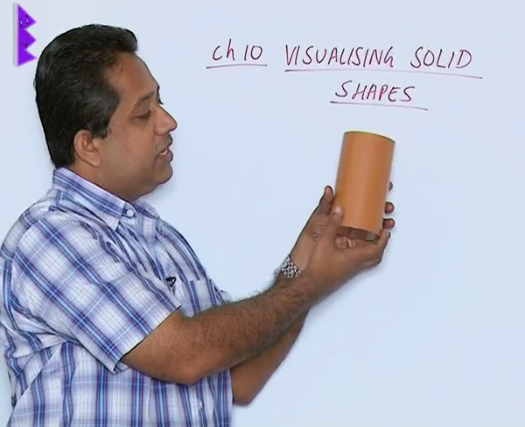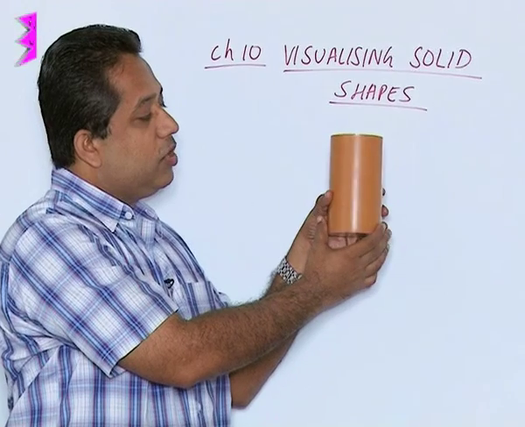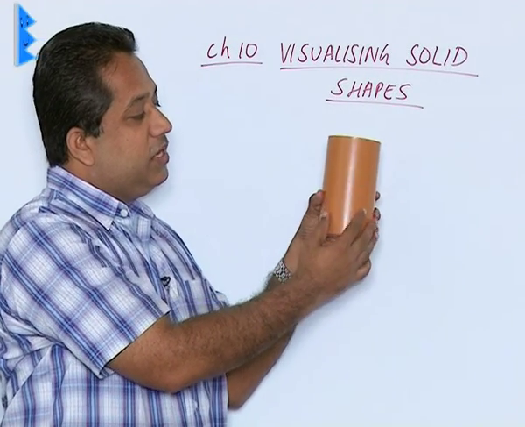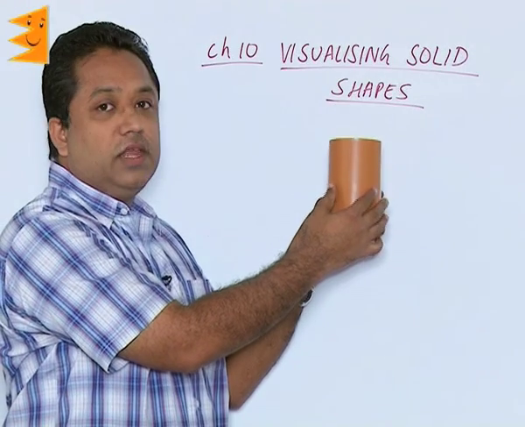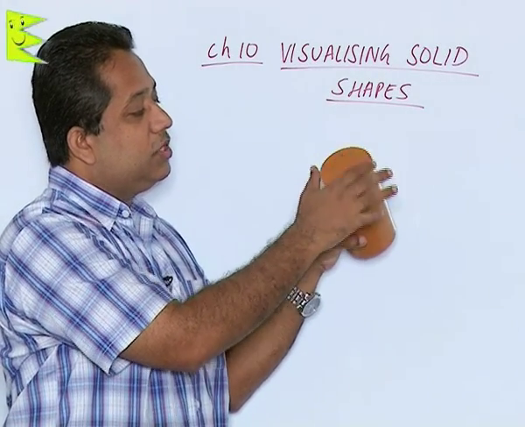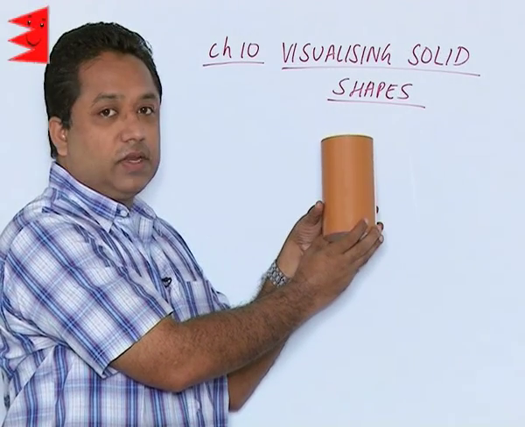So, here we say that a cylinder is not a polyhedron. This is not a polyhedron because the edges are not visible and the edges do not meet at any particular vertex. There are no vertices here, all are circular in nature here. So, this is an example of a cylinder.